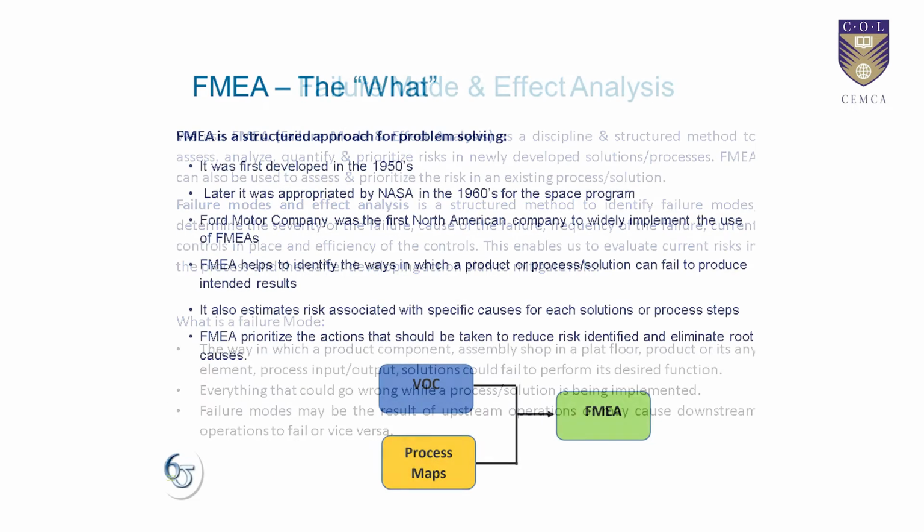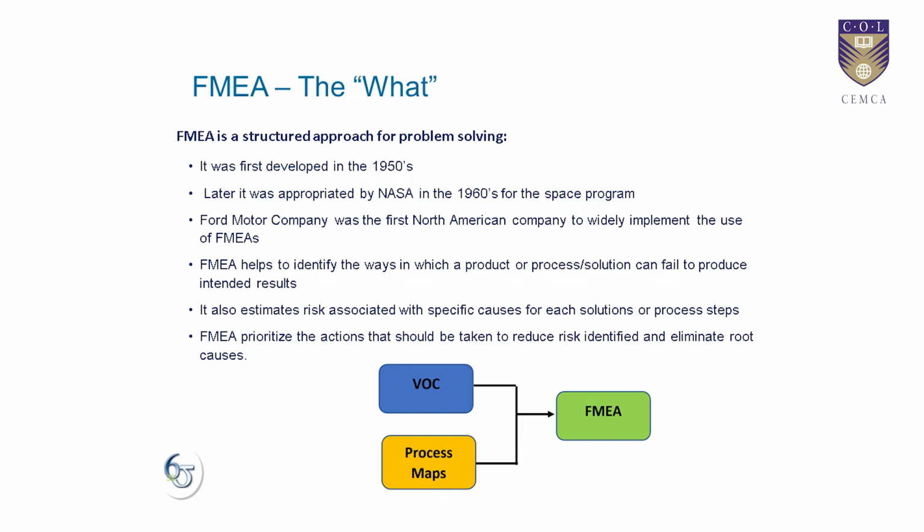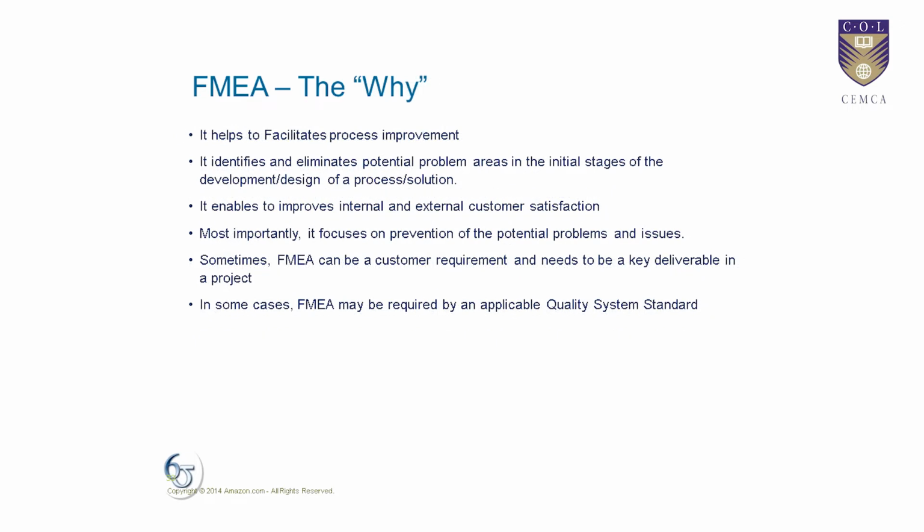If you look at this slide, it talks about what FMEA is. The FMEA is a structured approach. It identifies the ways in which a product or process can fail. It estimates the risk associated with specific causes. It prioritizes the actions that should be taken to reduce risk. It evaluates the design validation plan or the current control plan. If we move to the next slide, we'll talk about why we need FMEA.